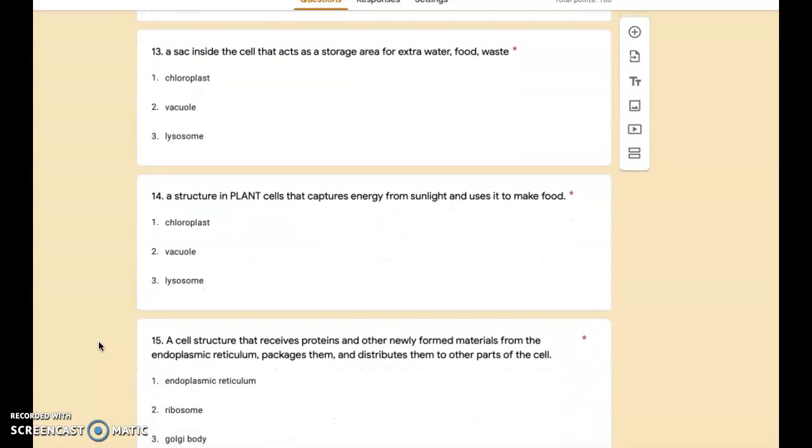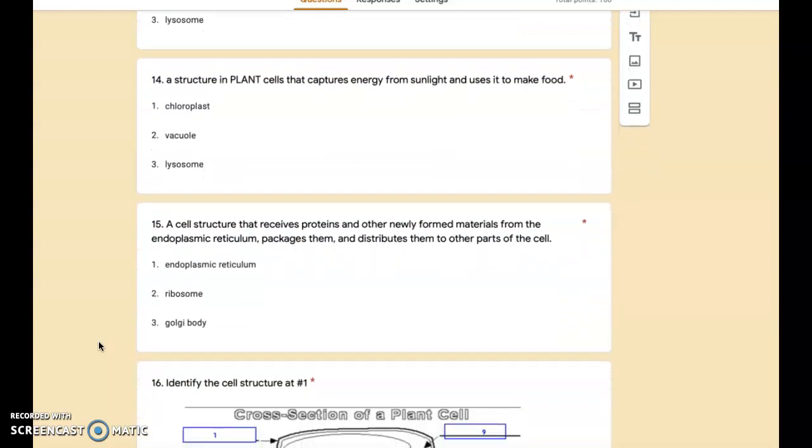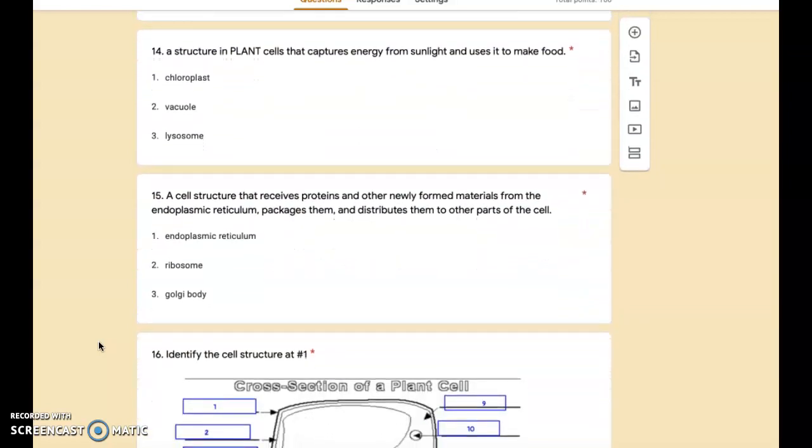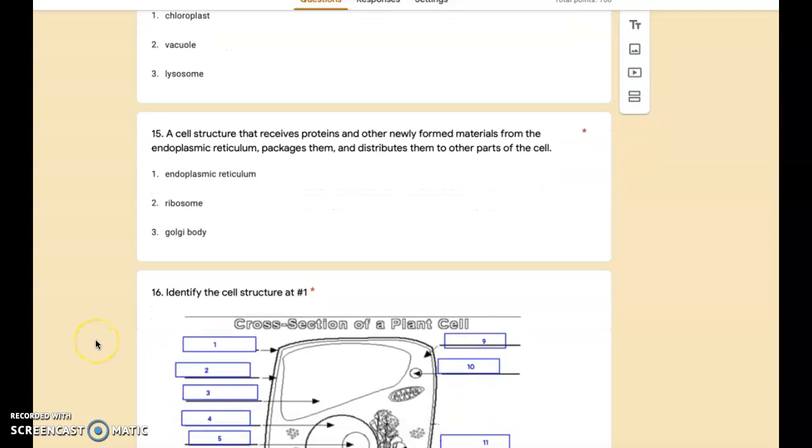Number 13, a sac inside the cell that acts as a storage area for extra water, food, or waste. Is that chloroplast, vacuole, or lysosome? Number 14, a structure in plant cells that captures energy from sunlight and uses it to make food. Is that the chloroplast, the vacuole, or a lysosome?